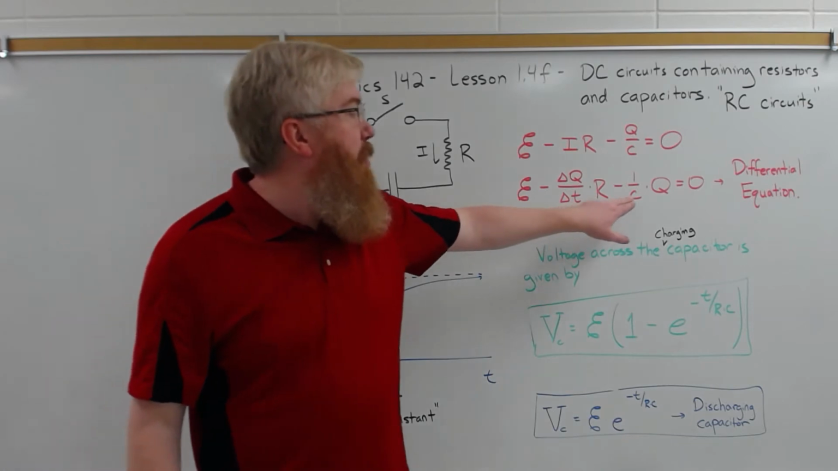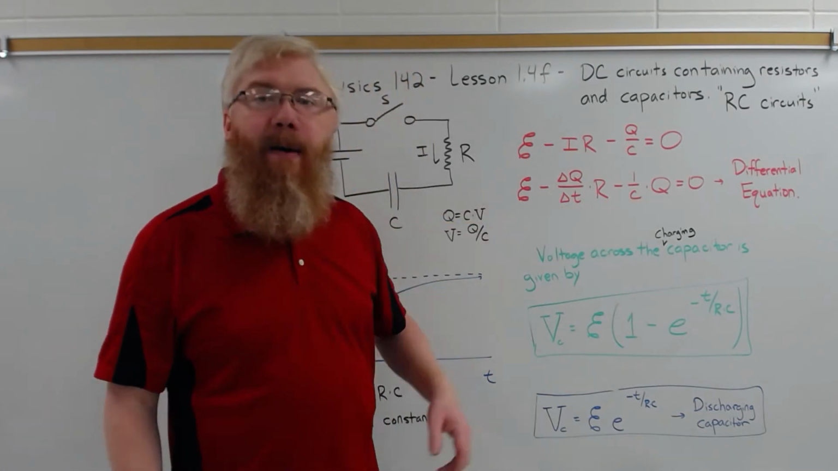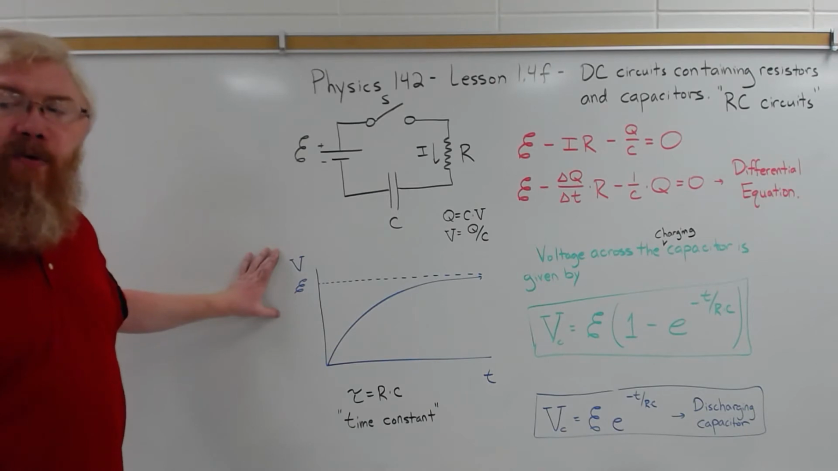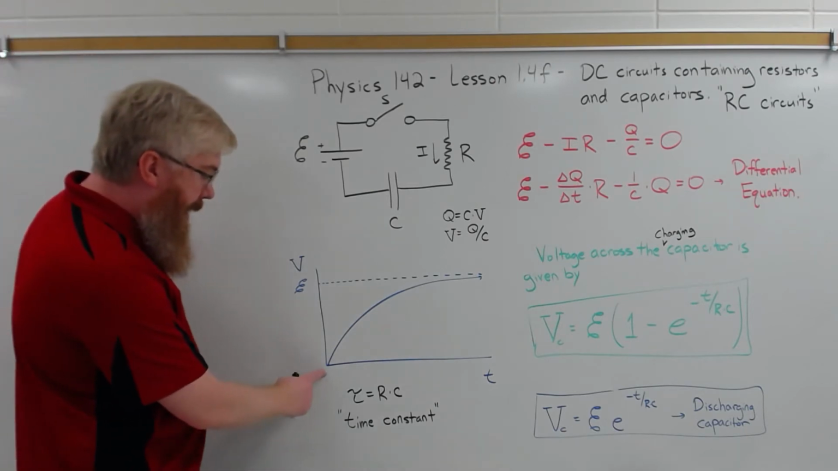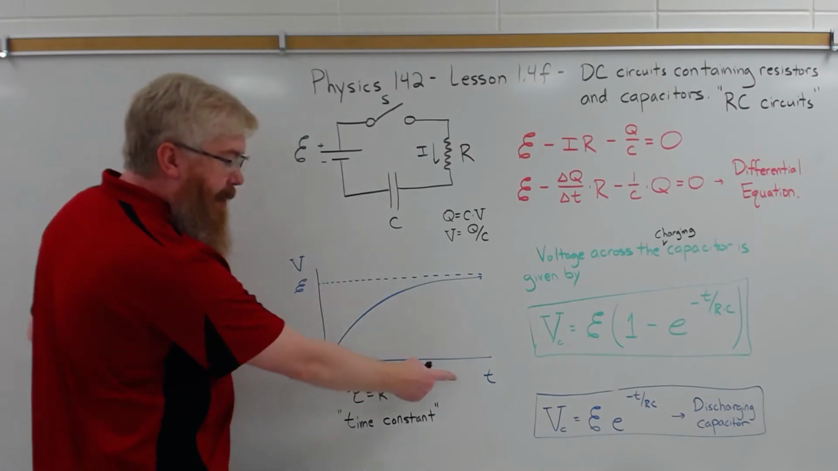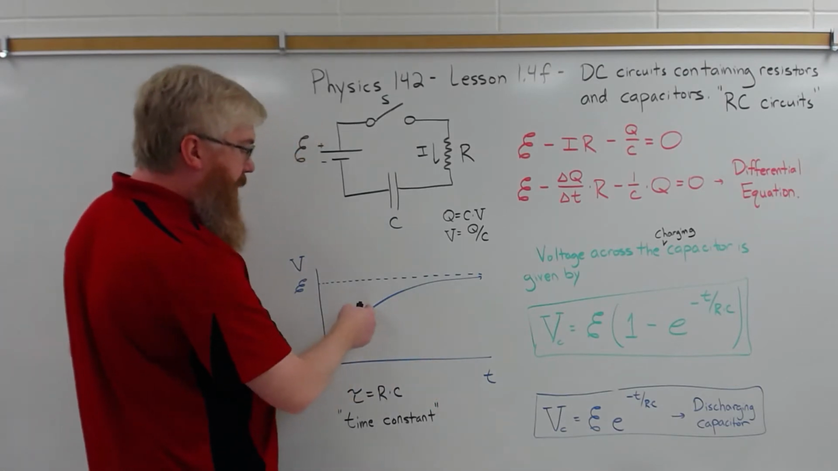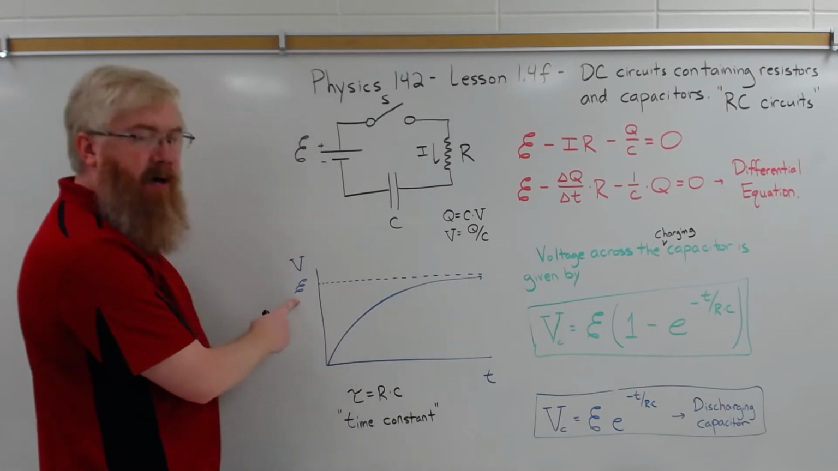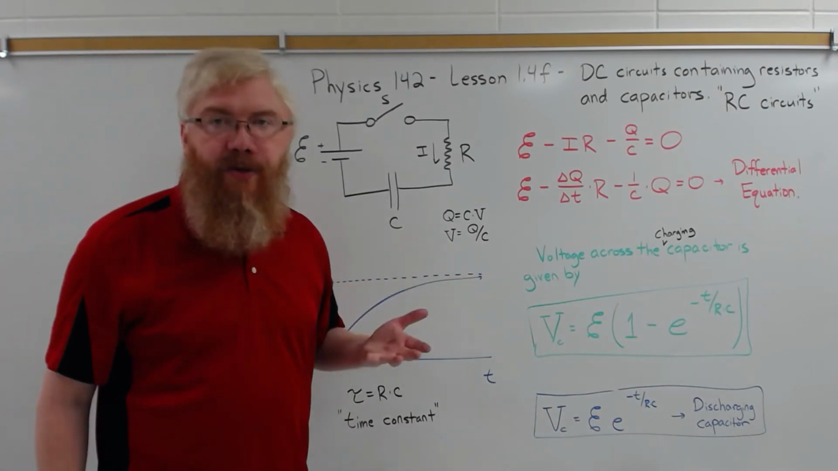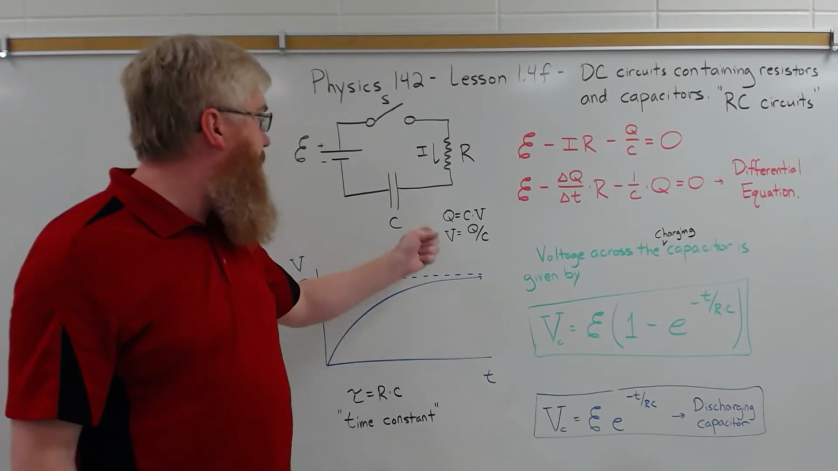If you look at the potential across the capacitor with time, since it's changing with time, you get a plot that looks like this one in blue, where at time 0, the potential is 0, and as time increases, the potential increases up to the potential across the battery. So this is a timing circuit, basically. It takes a little while for the capacitor to charge.